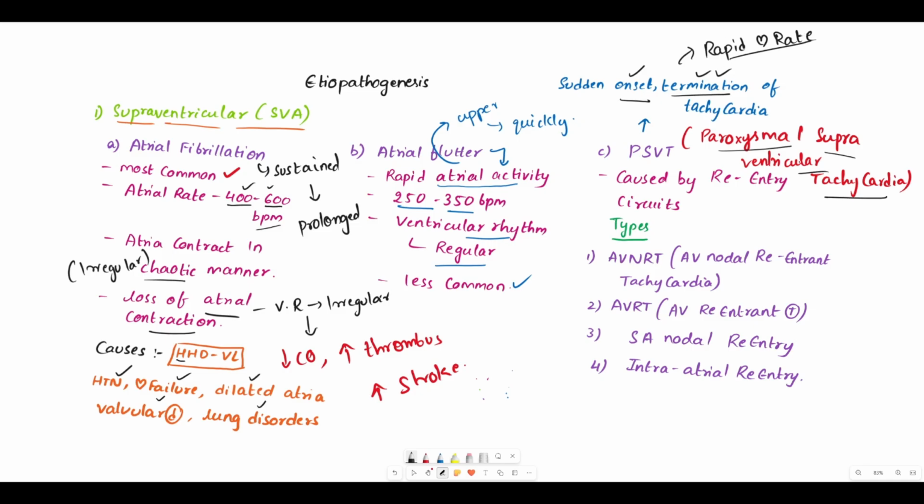Coming back to its mechanism, it is mainly caused by re-entry circuits. And coming back to the various subtypes of PSVT: the first one is AVNRT, which is AV nodal re-entrant tachycardia. Second one is AVRT, which is AV re-entrant tachycardia. Third one is SA nodal reentry. Fourth one is intra-atrial reentry. Simply, this PSVT condition is caused mainly because of these reentry circuits.